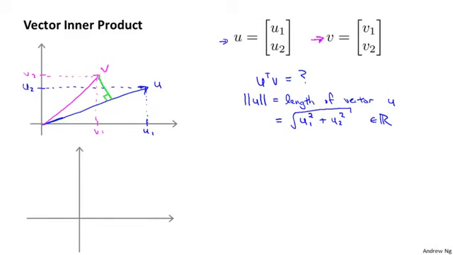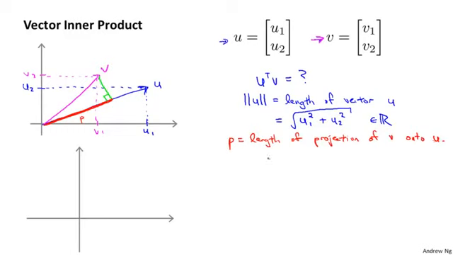Then I'm going to measure the length of this red line that I have just drawn here. So I'll call the length of that red line p. So p is the length, or the magnitude, of the projection of the vector v onto the vector u. So now let me just write that down. So p is the length of the projection of the vector v onto the vector u.